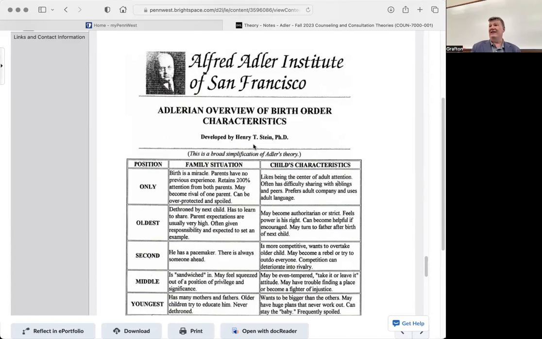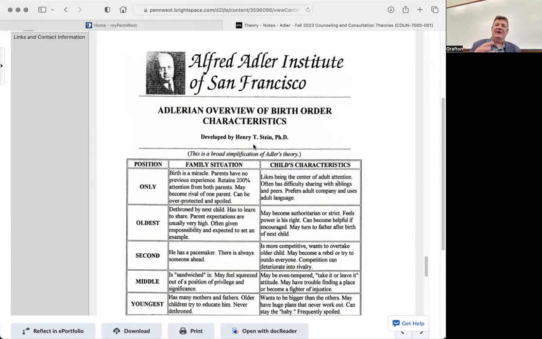But there are some interesting things that he started to look at. The first thing is, rather than looking at the individual or a parent's effects on the individual like Freud did, he wanted to look at the family dynamics. And he also thought that birth order was very important in basically our perception of self, others, and our personality.